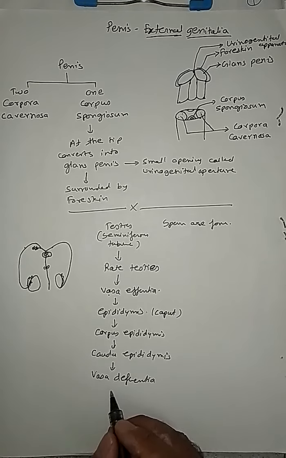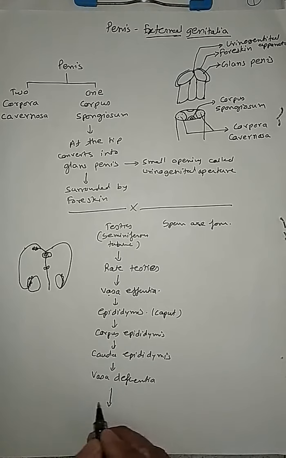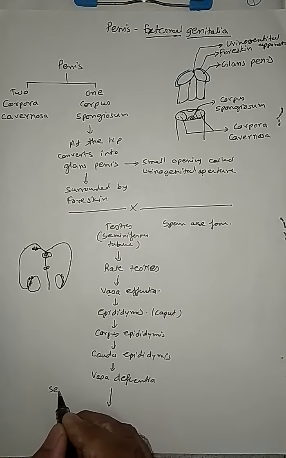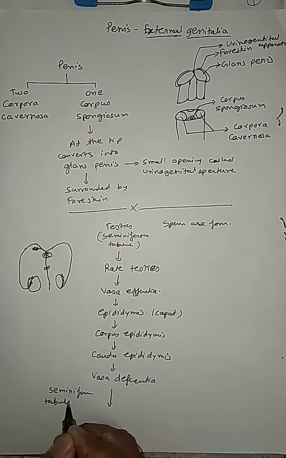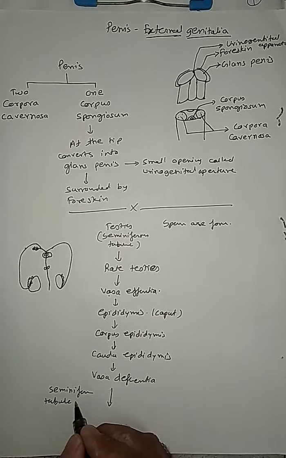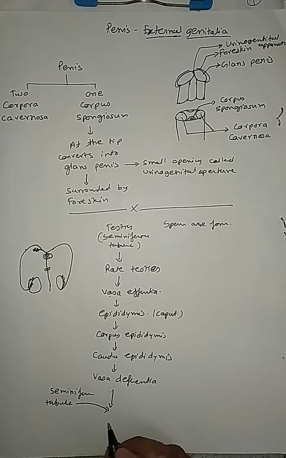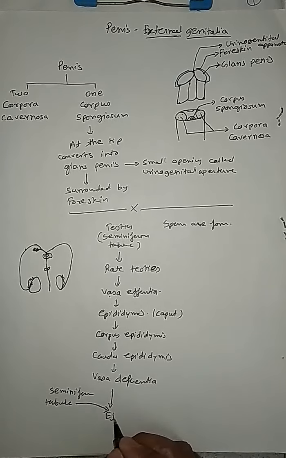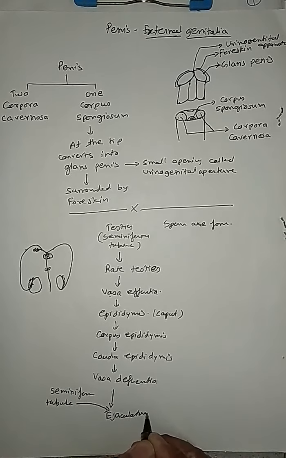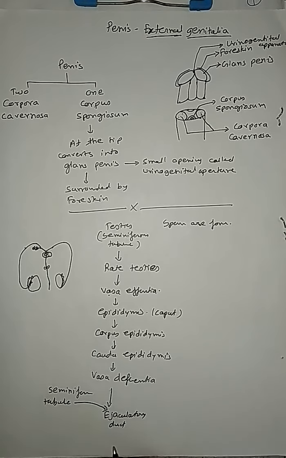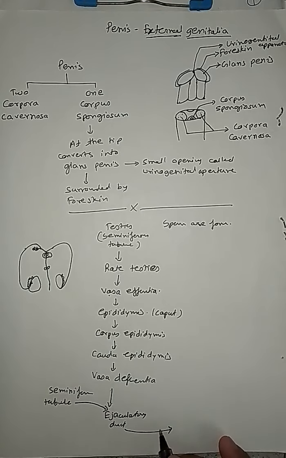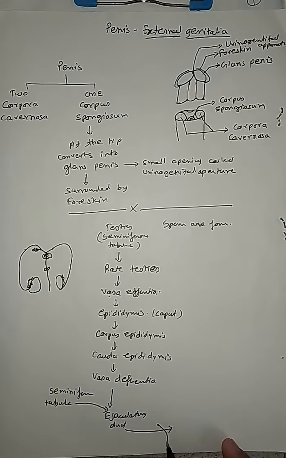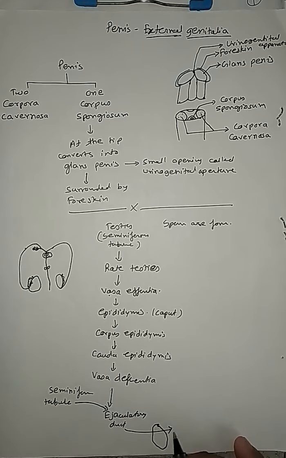After that, the vas deferens connects and forms the ejaculatory duct. Then this ejaculatory duct goes on, and there is the prostate gland which is present around the ejaculatory duct.